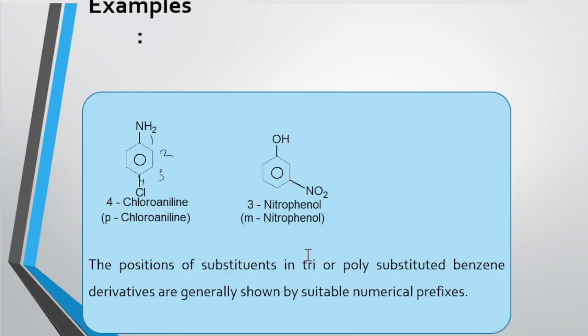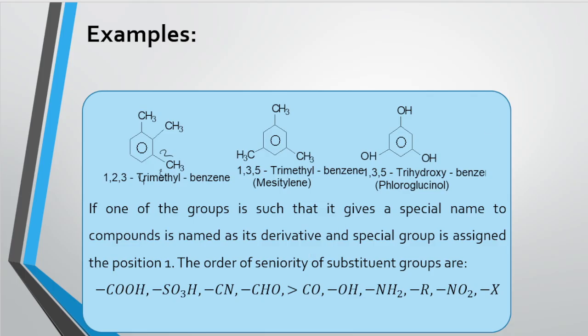The positions of the substituents in tri or polysubstituted benzene derivatives are generally given by suitable numerical prefixes. For example, if we consider this one, this is called 1,2,3-trimethylbenzene. This is 1,3,5-trimethylbenzene. This is 1,3,5-trihydroxybenzene. This is called phloroglucinol. This is called mesitylene. Okay, if one of the groups is such that it gives a special name, we have to take it as the derivative, and we have to give the position also 1.